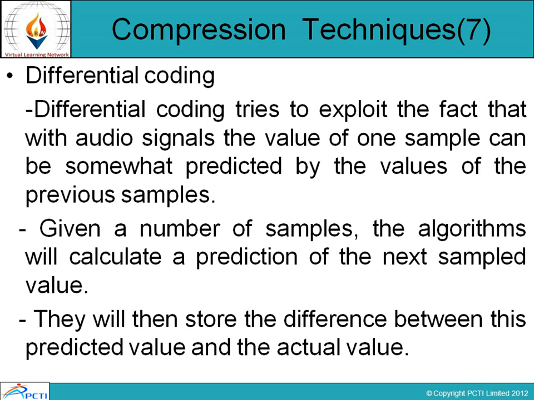Differential coding tries to exploit the fact that with audio signals the value of one sample can be somewhat predicted by the values of previous samples. Given a number of samples, the algorithm will calculate the prediction of the next sample, and then store the differences between the predicted and actual value, which gives rise to the encoded data. So normally we depend on previous samples to predict the value of the next sample, because we predict that the next sample will also provide nearly about the same values.